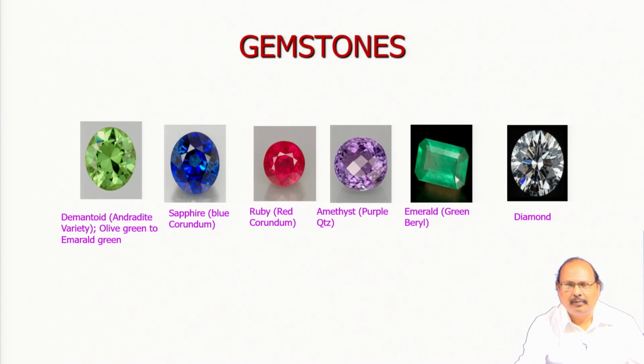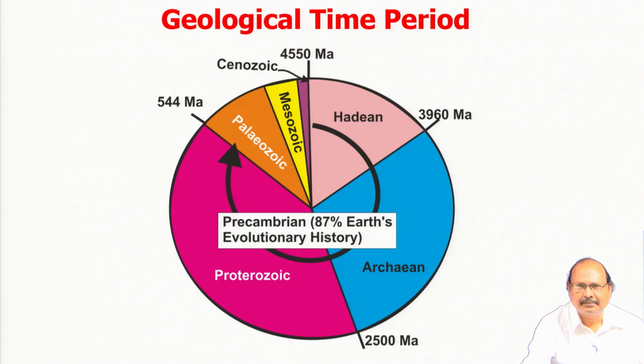Now, another important aspect of minerals is gemstones. These are very precious materials used in jewelry, and I am giving you some examples of minerals which are used as gemstones. One variety is the andradite variety of garnet, olive green to emerald green in color, called demantoid. The blue corundum is called sapphire, red corundum is called ruby, purple quartz is called amethyst, green beryl is called emerald, and this is diamond. This is a very important industry where naturally occurring minerals are used as gemstones.